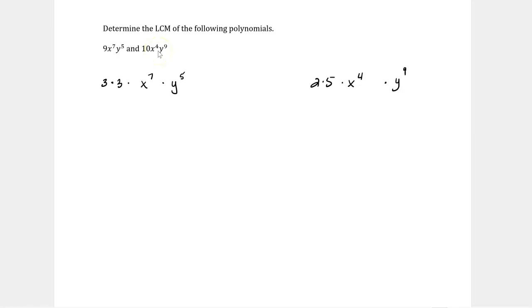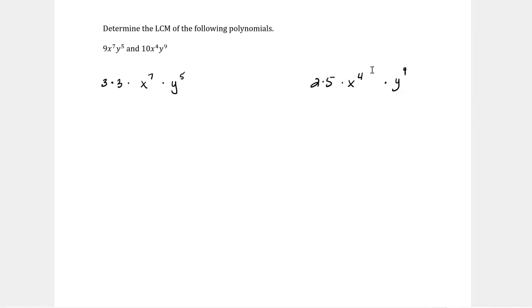For the second expression, we will write the 10 using 2 times 5, and we have the x to the 4th times y to the 9th. So to find the least common multiple, here's what our thought process can be. We want both expressions to match. We want to have the same factors that multiply to give us the same number.